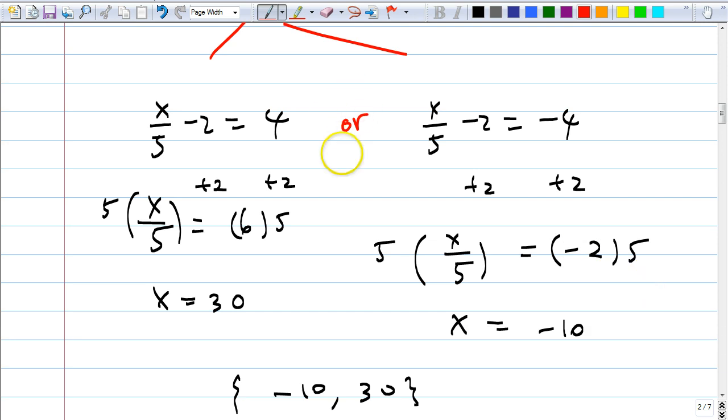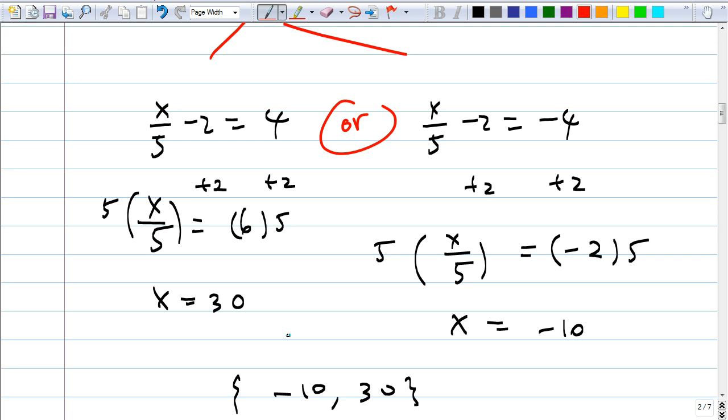So does it make sense to write X could be 30 or negative 10? Yeah, you wouldn't say X is 30 and negative 10, right? Because X can't be 30 and negative 10 at the same time. You know what I mean? That's why we use that word "or" for these. Does this make sense? This is pretty straightforward.